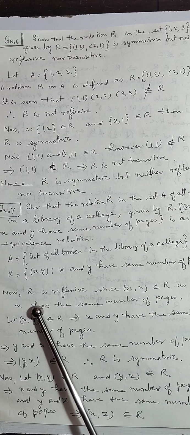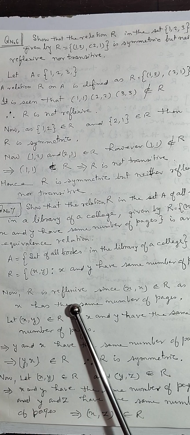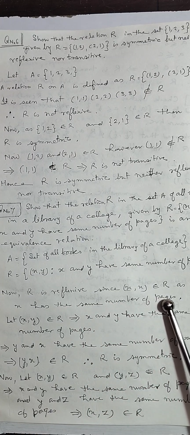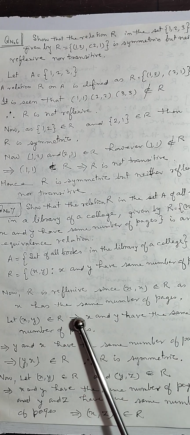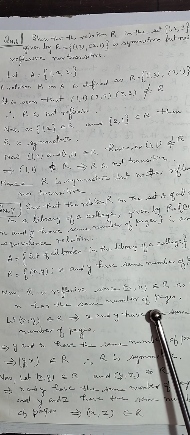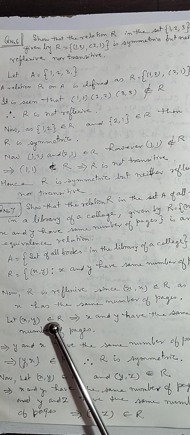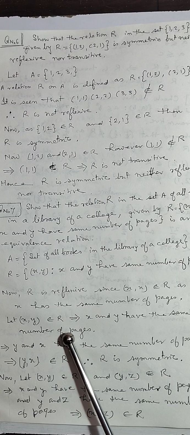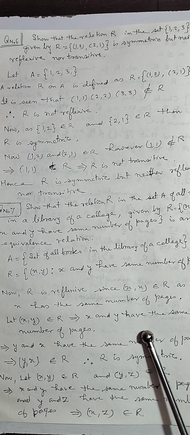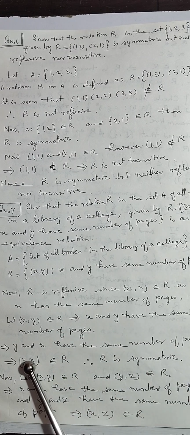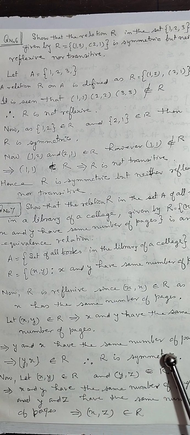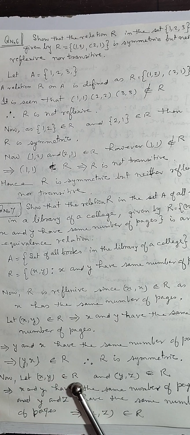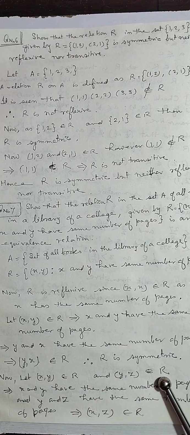Now, R is reflexive since (x, x) belongs to relation as x and x have the same number of pages. जो डिफिनेशन है रिलेशन का, सेम नंबर ऑफ पेजेस होने चाहिए. Let (x, y) belong to relation, so x and y have the same number of pages. y and x have the same number of pages. This implies that (y, x) belongs to relation, therefore relation is symmetric.